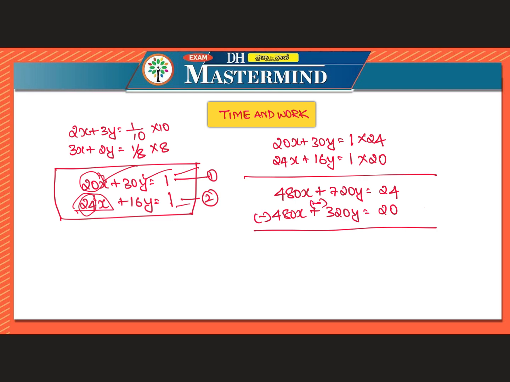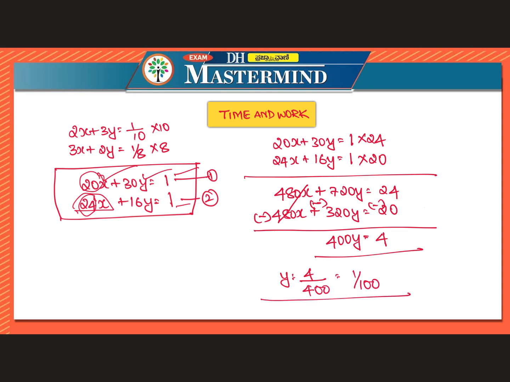When we subtract these two equations, we will eliminate variable x. 480x minus 480x is 0. 720y minus 320y equals 400y. 24 minus 20 equals 4. So now let us solve for y. y equals 4 by 400, which is nothing but 1 by 100.